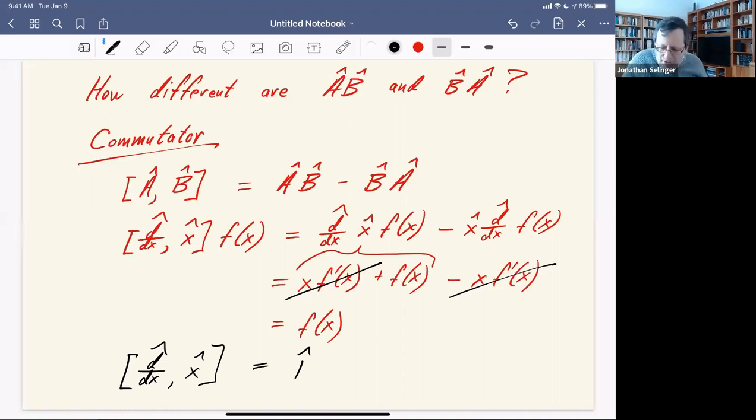I told you that I sometimes forget to write the hat over an operator. But if the operator is as simple as just multiply by a constant number like 1, then I and everybody else leaves off the hat. And so we just say this is equal to 1.